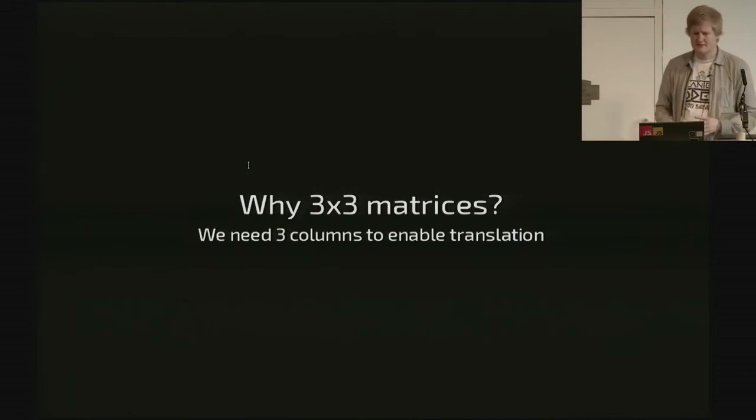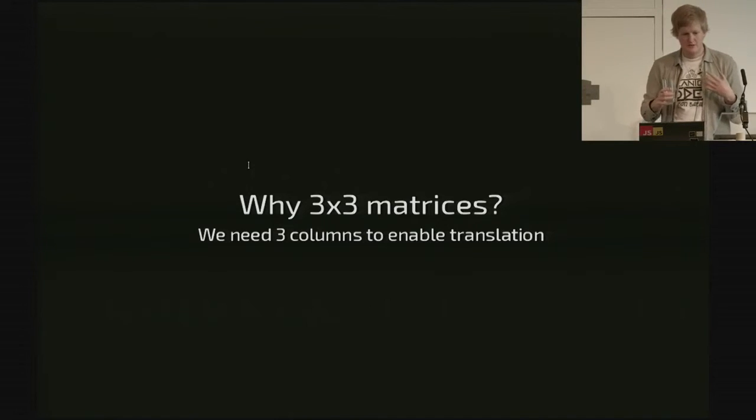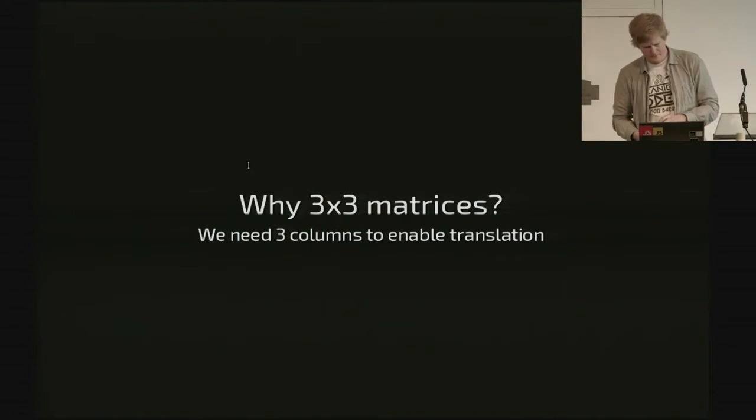Wouldn't it make more sense to use 2x2 matrices for two-dimensional transforms? The reason is that in order to do the translation transform, that is moving an object around in space, we need to have one more column than we have dimensions. This means that we need 3 columns to do a 2D transformation, and that's also why we have 4 columns when we do 3D transformations.